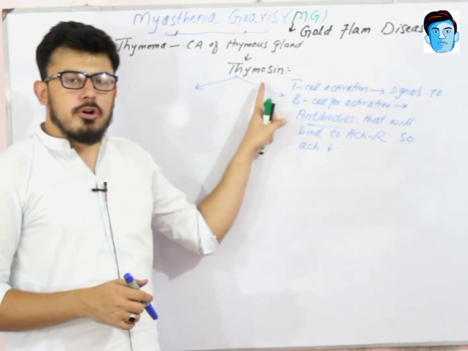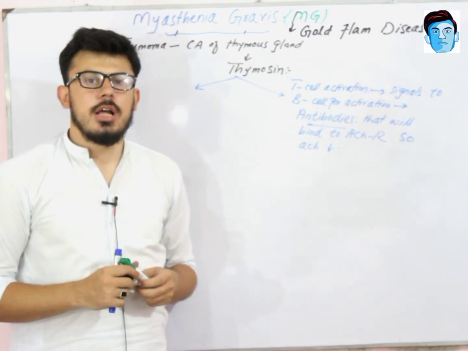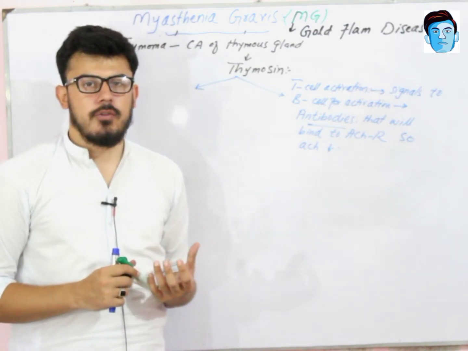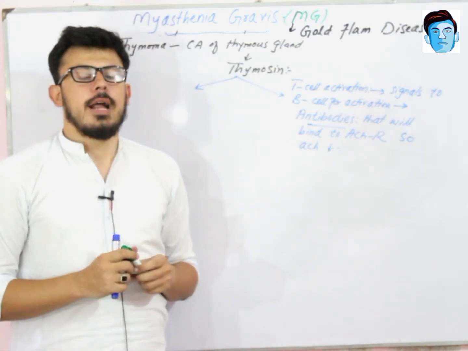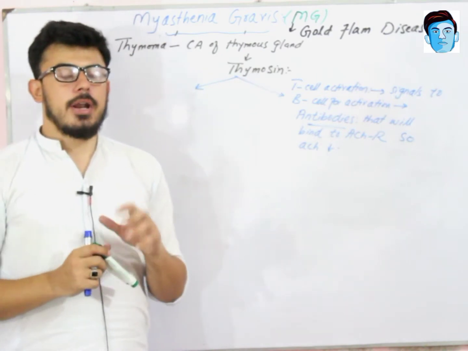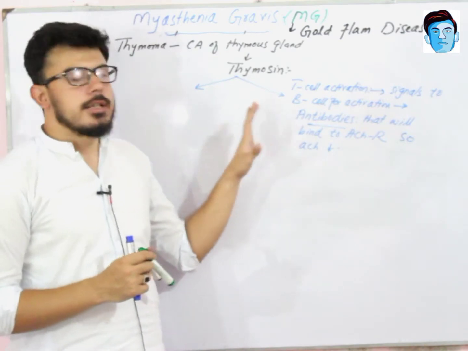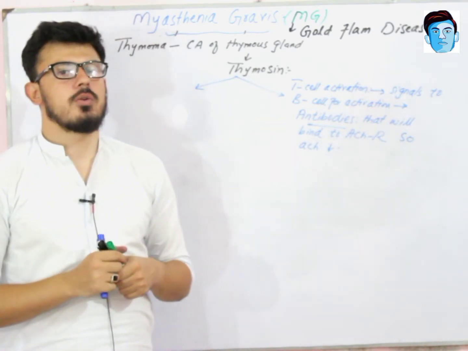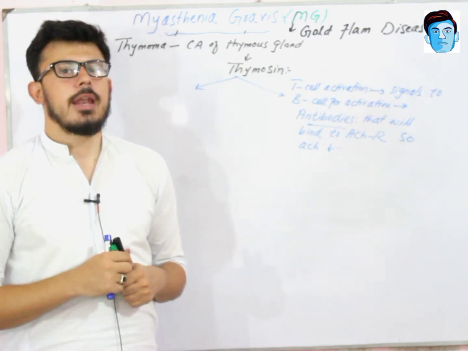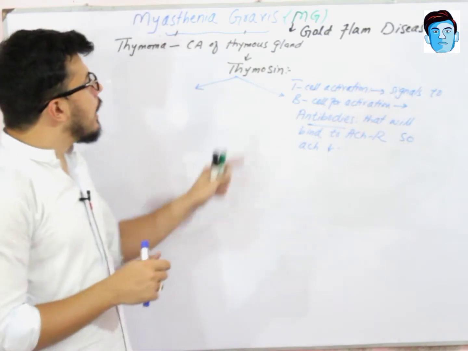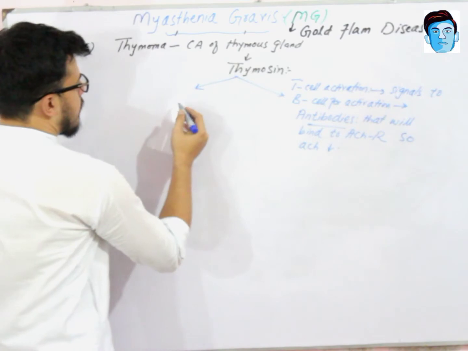Thymosin activates the T cells, the T cell gives a signal to the B cell for activation, and the B cell's function is production of antibodies. Those antibodies act on the postsynaptic receptor, so acetylcholine will not bind to the acetylcholine receptors because of the unavailability of that receptor.